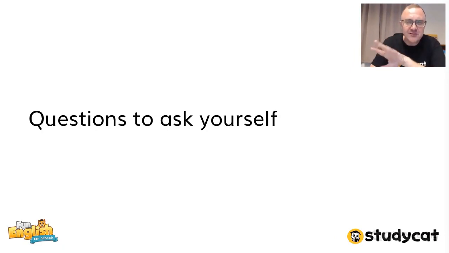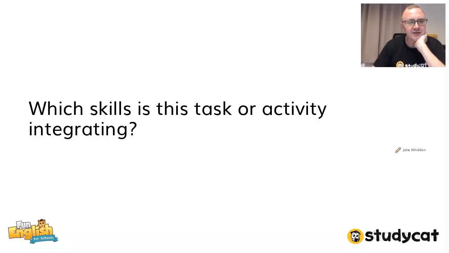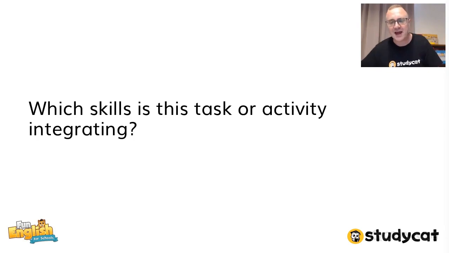So as I'm showing you these do's and don'ts and activities, think about these questions, okay? These are the questions you should be asking yourself, I think. Number one is, which skills is this activity or task integrating? So when I'm doing an activity, I don't just say, this is an activity for studying the past tense. I say, this is an activity that's going to have the past tense with this function, and it's also developing collaboration and critical thinking. It's just another thing to add on.